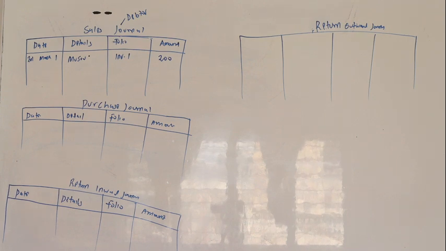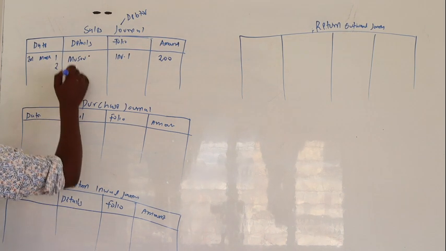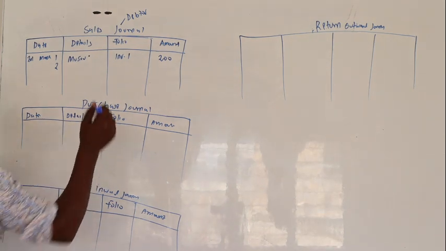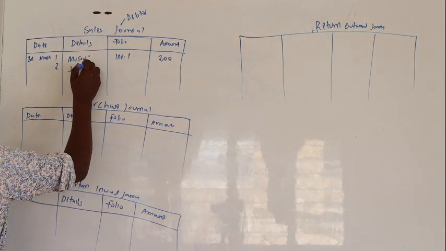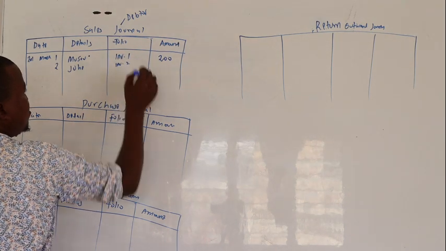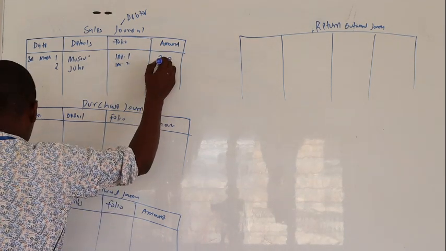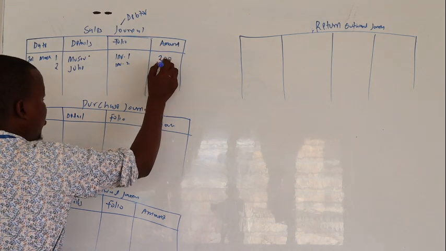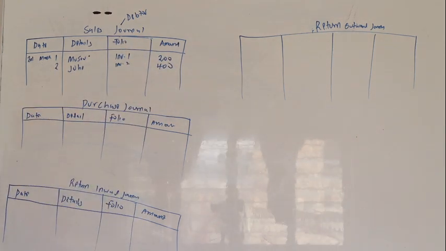Then the other date was tarehe mbili. We made another sale to John. John, we can call it invoice 2. John tulimuuzia amounting to 400.